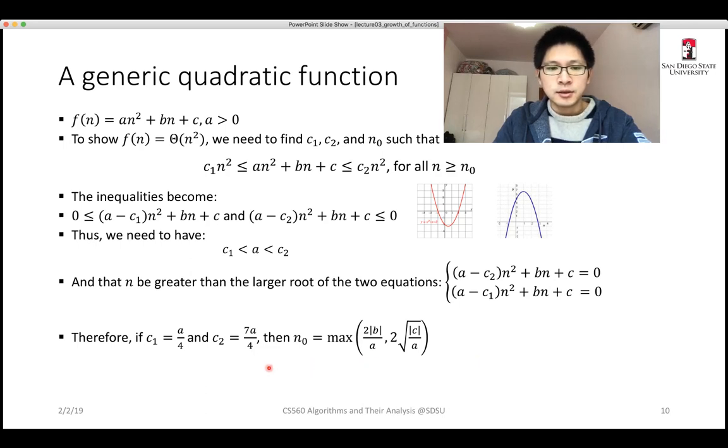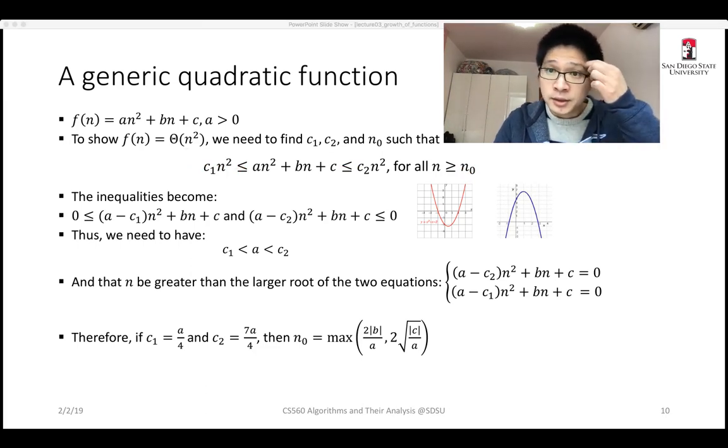So after choosing c1, c2, and n0 like this, we can make sure that these two inequalities hold for all n that are greater than n0. Therefore, we eventually show that f(n) is theta of n squared. So that's how we prove it using the mathematical definition for a generic quadratic function.